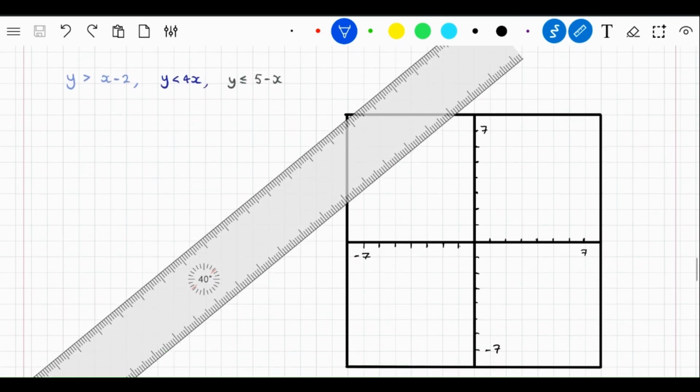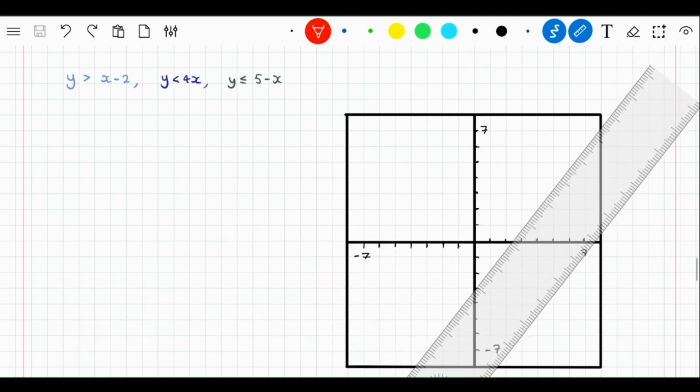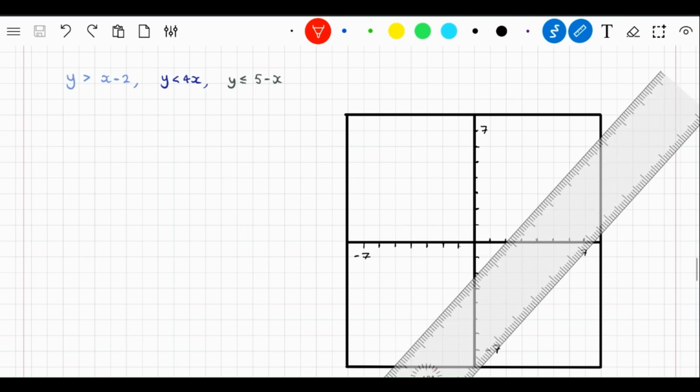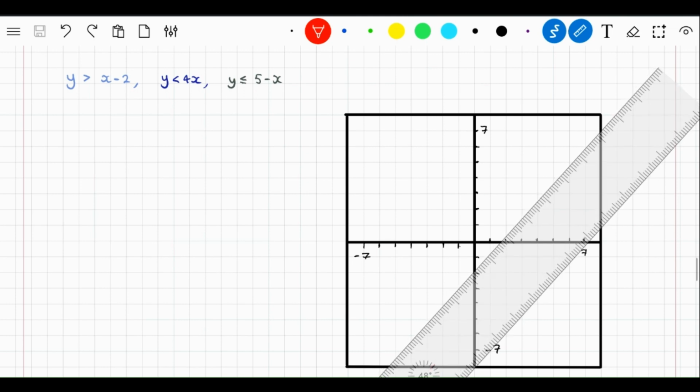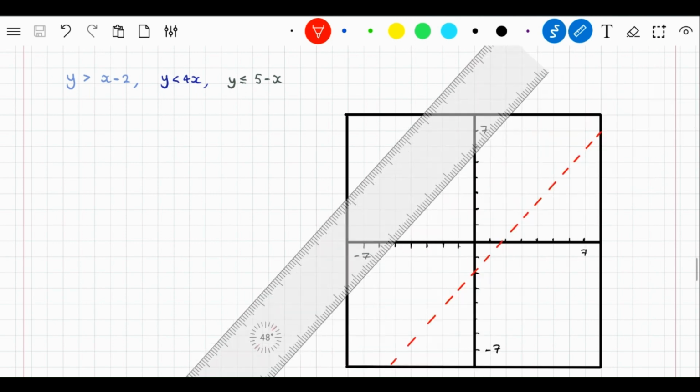For this first one, which is y is greater than x minus 2, we know that it's going to have a y-intercept of minus 2, and it's going to have a gradient of 1. So if we draw that one, the y-intercept of minus 2 and the gradient of 1 will mean that as it goes across 1, it will also go up by 1. We do a little dotted line, not a solid line, because it is just greater than and not greater than or equal to. We'll label that one y is greater than x minus 2.